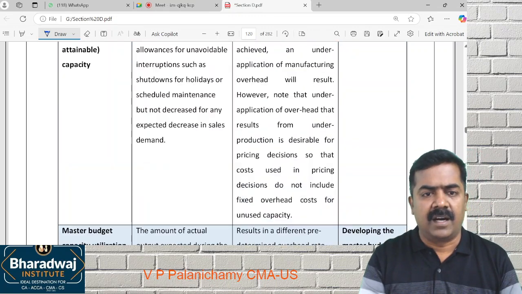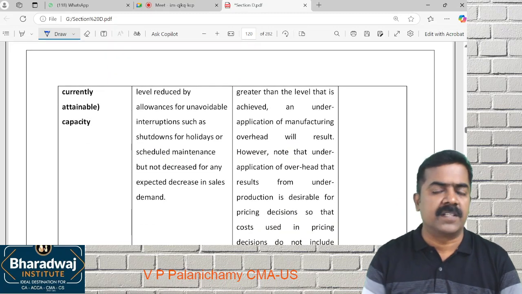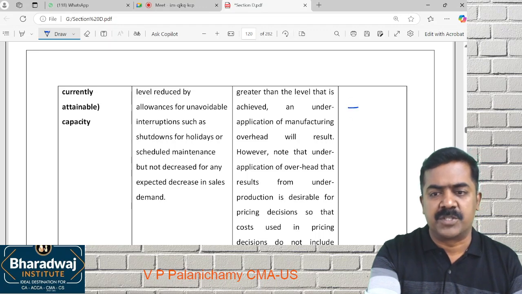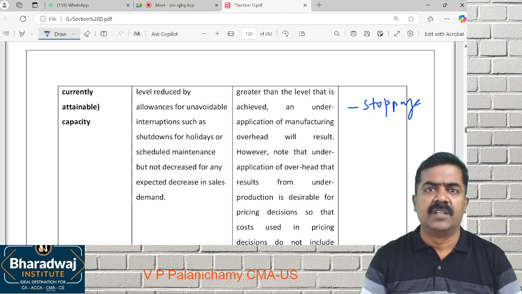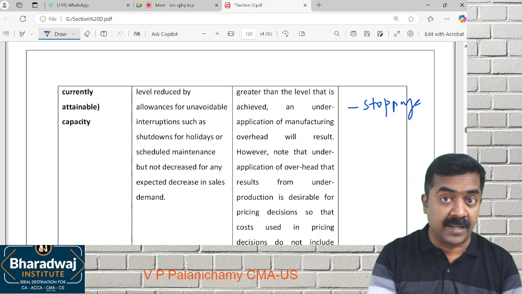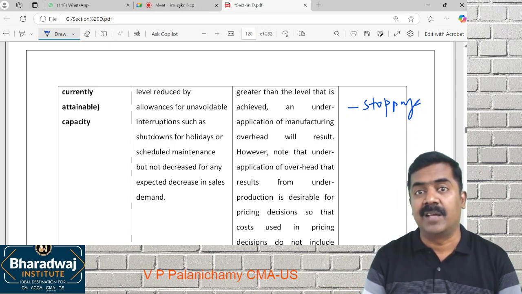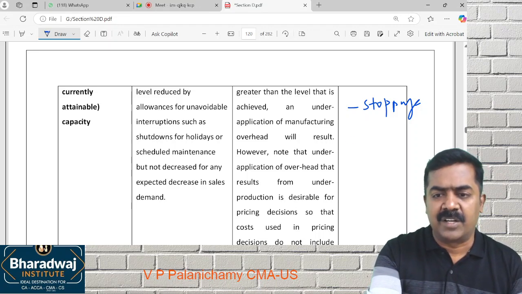Then I also work out attainable capacity. What is attainable capacity? Without stoppage, if I run the machine, I can manufacture 40,000 units. I will provide for stoppage. Why does stoppage happen? Due to changeover from one shift to the next shift, changeover of jobs, changeover of products, power cuts, maintenance, unavoidable time will be there. Unavoidable time may be lost. So I eliminate that. I can manufacture about 30,000 units.